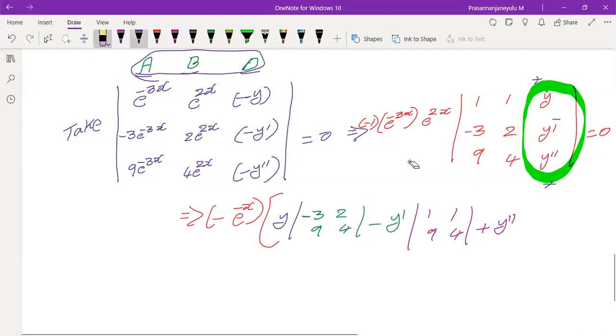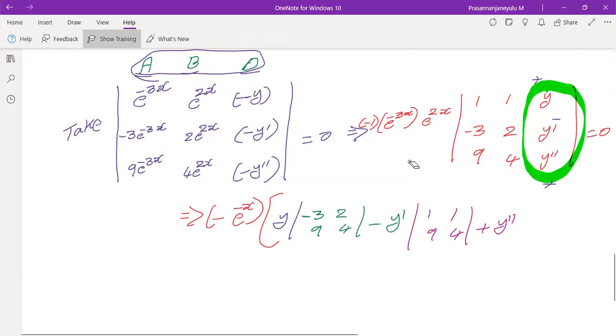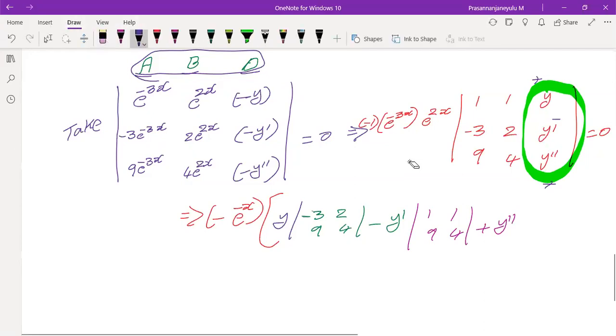y double dash. What is y double dash in? We have y double dash in the third row, third column. So eliminate the third row, third column elements. Then we can take the determinant of the rest of the part, 1, 1, minus 3, and 2. And as usual equate to 0.